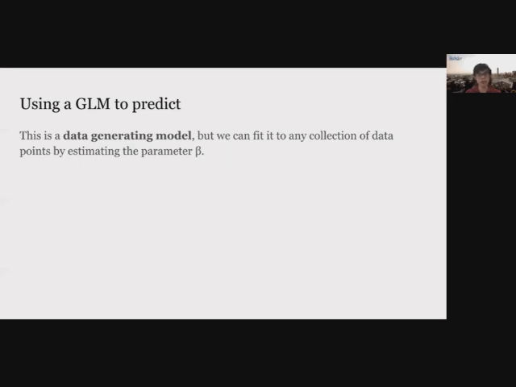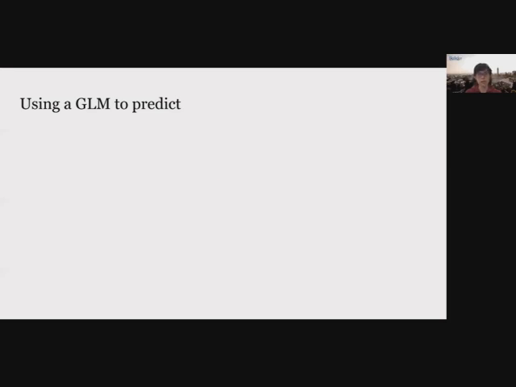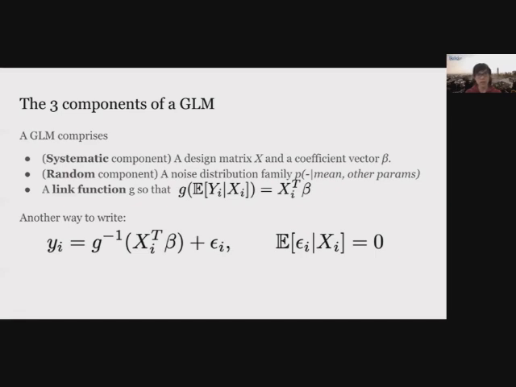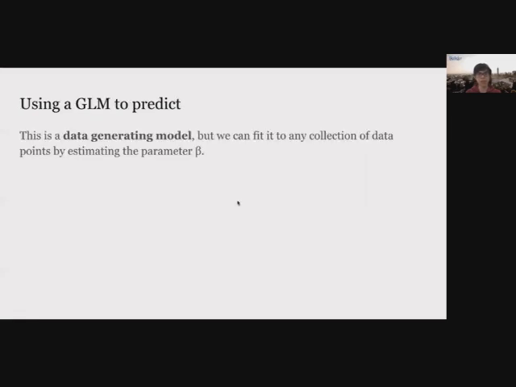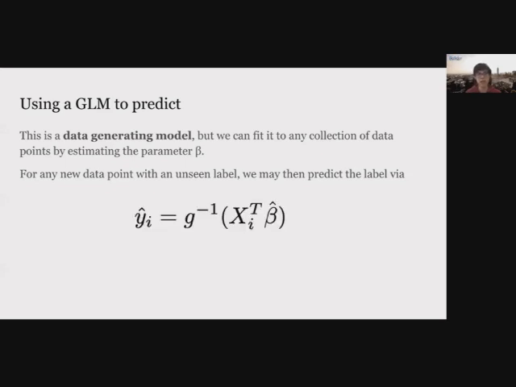Now the interesting thing happens. After we estimate beta to get some estimate beta hat, if you recall from the previous slide, beta is all we need to define the regression function for our GLM. In other words, given some new data point Xi, we can try to predict its label through the equation G inverse applied to Xi transpose beta hat. And that's going to give us our predicted label Yi hat. So this should start to look very familiar to you guys.